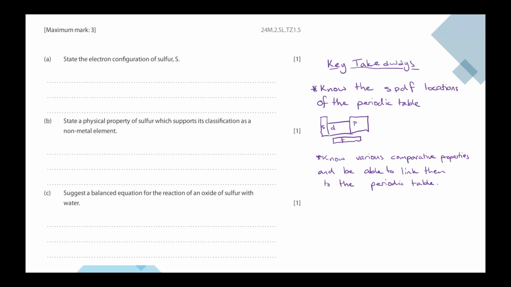State a physical property. So you could explain a physical property, right? So, I don't know, it's dull because all of its electrons are fairly bonded close to it, so you get less reflection from the sea of electrons and so on, right? There's all sorts of different things that you do. So if you could also explain those properties, that would be a good idea.